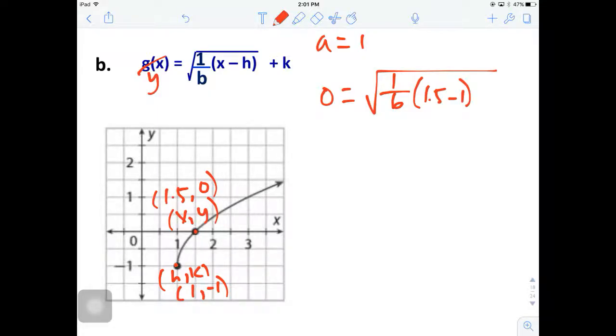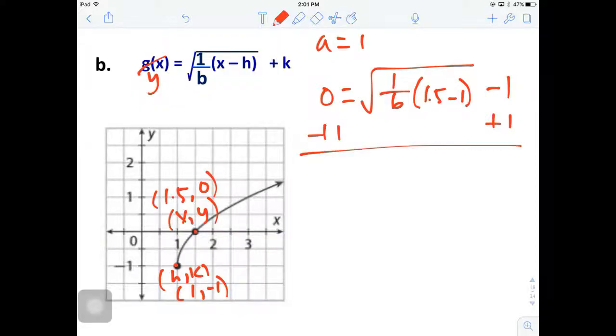And then we have a k in the back, which is by itself, which is a -1. Okay, so first we're going to move that k because it's by itself. So I'm going to add 1 to both sides. So we got 1 equals square root of 1 over b times 1.5 minus 1, which is just 0.5.